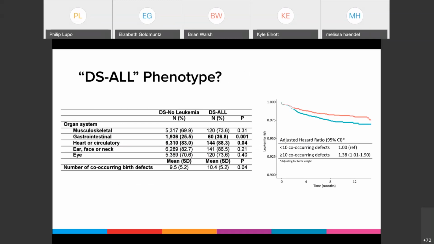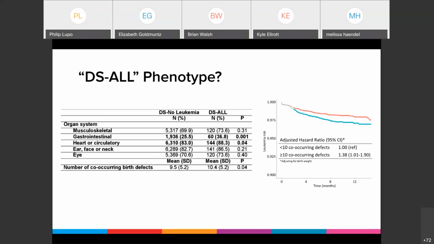But I wanted to talk primarily in this session about a potential DS-ALL phenotype. And these are data from the registry study that Adam pointed to earlier. There were actually about 160 children with Down syndrome and ALL. And you can see compared to children without Down syndrome, or children with Down syndrome that did not develop ALL, there was actually a higher likelihood of those children having co-occurring birth defects in some of the organ systems that we think of as being affected in these children.